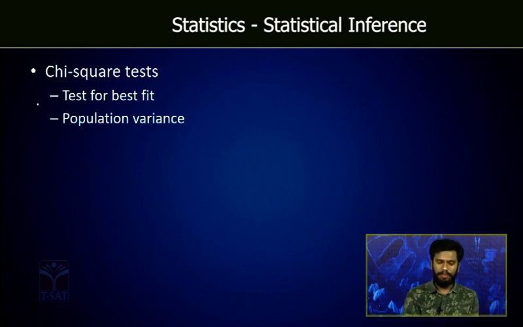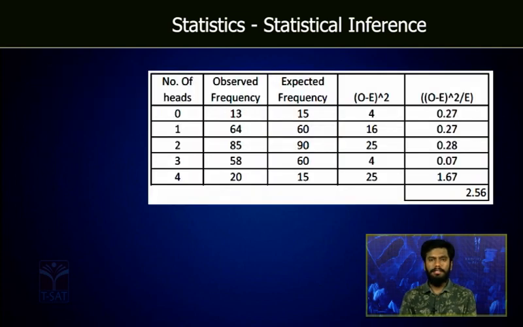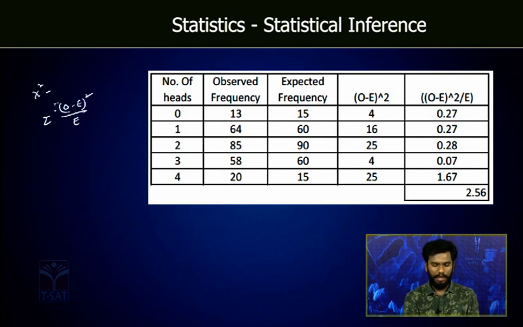The first is the test for best fit and the population variance. Now we will discuss the test for best fit. In this test for best fit, you just have to see the procedure here. The statistic for the chi-square distribution for the test for best fit is given by summation of observed minus expected whole square divided by expected. So now what is this observed, what is this expected, we will see them first. The name itself is saying test for best fit.